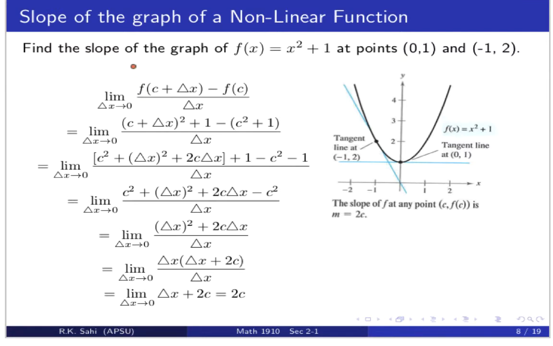So here it says, find the slope of the graph of the function f(x) equals x squared plus 1 at 2 points, 0, 1 and minus 1, 2. So this is the point 0, 1. This means 0 is c here, and this is f of c. So c is 0, f of 0 is 1. In this one, your c is minus 1 and your f of c is 2.